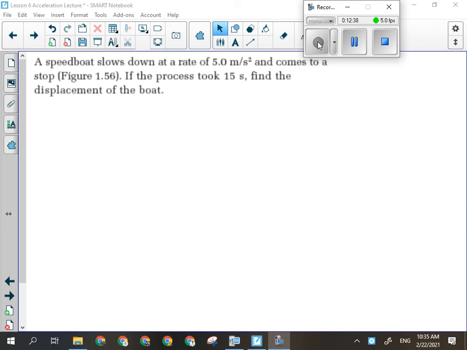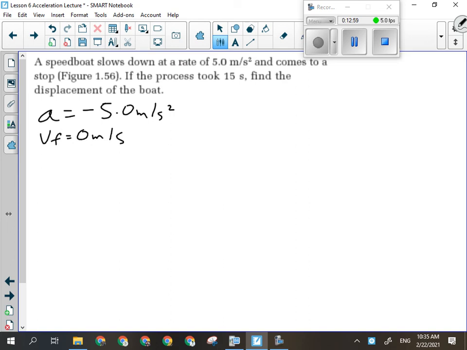All right, so for our speedboat question here, we've got that the speedboat slows down at a rate of 5 meters per second squared. So that acceleration needs to be negative. And comes to a stop. What's VF? 0. The process takes 15 seconds. Find the displacement of the boat. So I've got A, VF, T, and I'm looking for D.